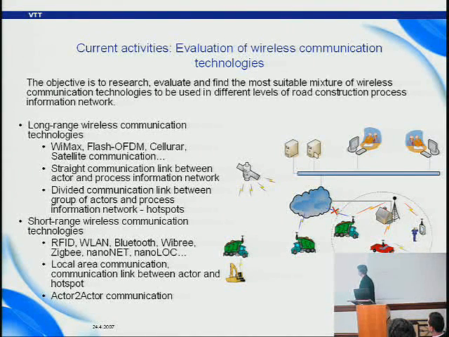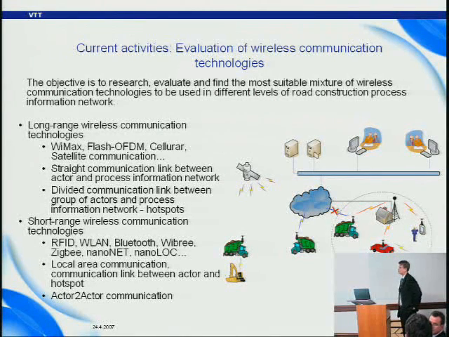And the long-range wireless communication can be the straight link from the actor to the service network, to the information network, or act like a divided communication link between actors and the process information network, like a hotspot. And we are going to evaluate different technologies, especially WiMAX, Flash-OFDM, and also some cellular radio networks like GPRS. And we now have some prototype under construction, and I will show that later.